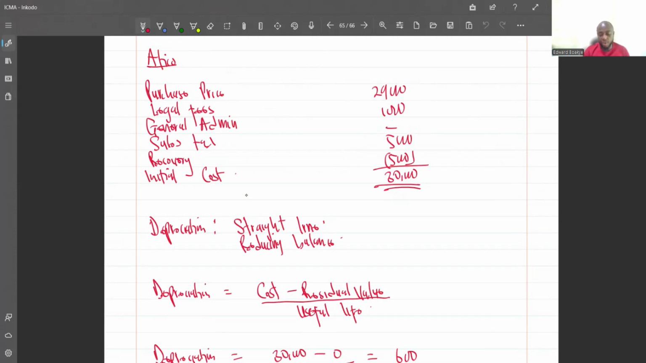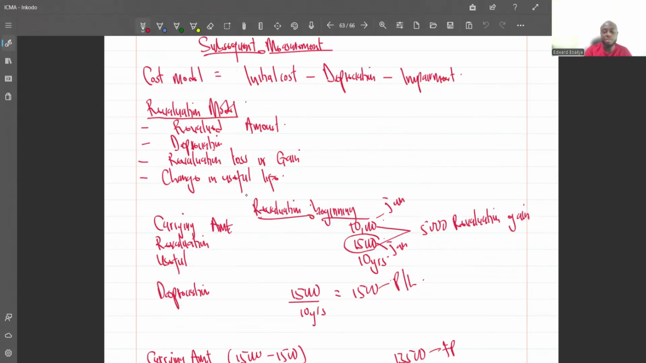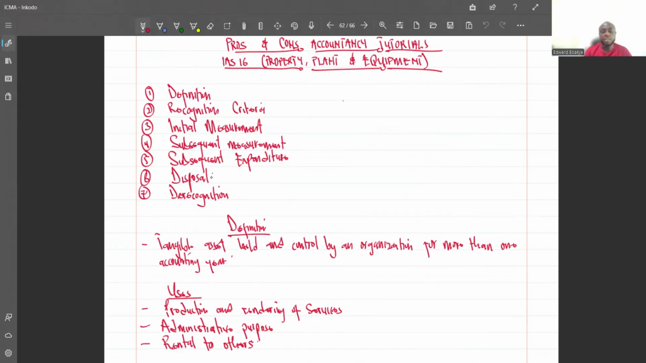This is where we will end our session for today. God willing, we will deal with the other scenarios and also explain the other issues that we have in terms of our subsequent expenditure, the disposal, and likely the recognition criteria.